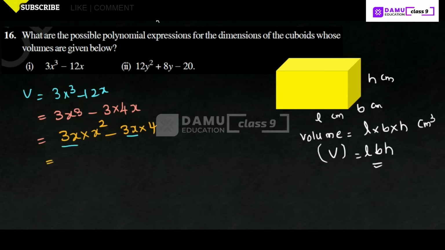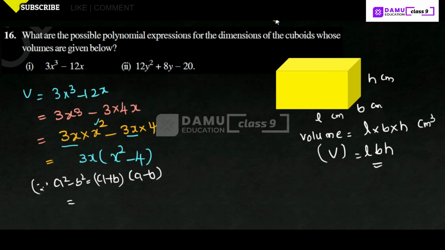3x is common, so let's take it outside. Then what is the remaining one? x square minus 4. It looks like a square minus b square, and a square minus b square will be equal to a plus b into a minus b. So here you can write it as 3x into x square minus 2 square.